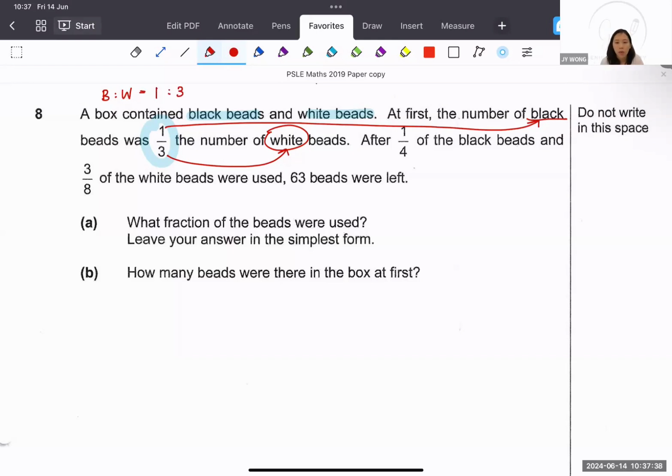Next, after 1/4 of the black beads and 3/8 of the white beads were used, this is of the black beads, this is of the white beads. Okay, then 63 beads were left.